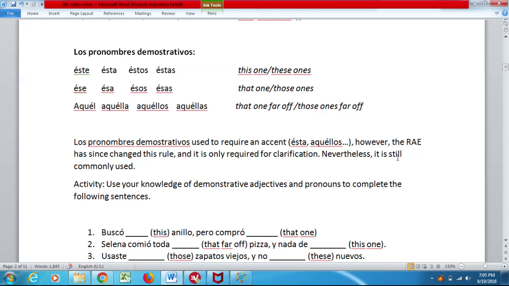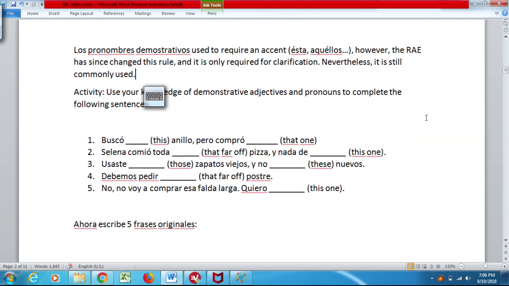An interesting note is that the pronombres demostrativos, our demonstrative pronouns, used to require that written accent, están aquellos. However, the Real Academia Española, the Spanish-speaking rule makers in Spain, have since decided to change this rule, and it is now only required for clarification. It's still commonly used, and as a matter of fact, in our LCC courses, we use them and encourage students to use them so you get used to denoting the difference between a pronoun and an adjective when it comes to the demonstratives.